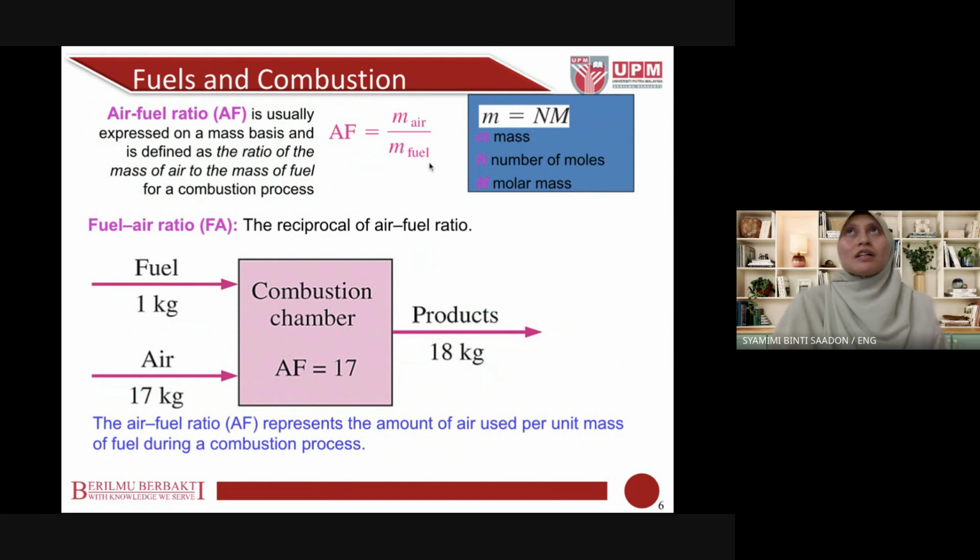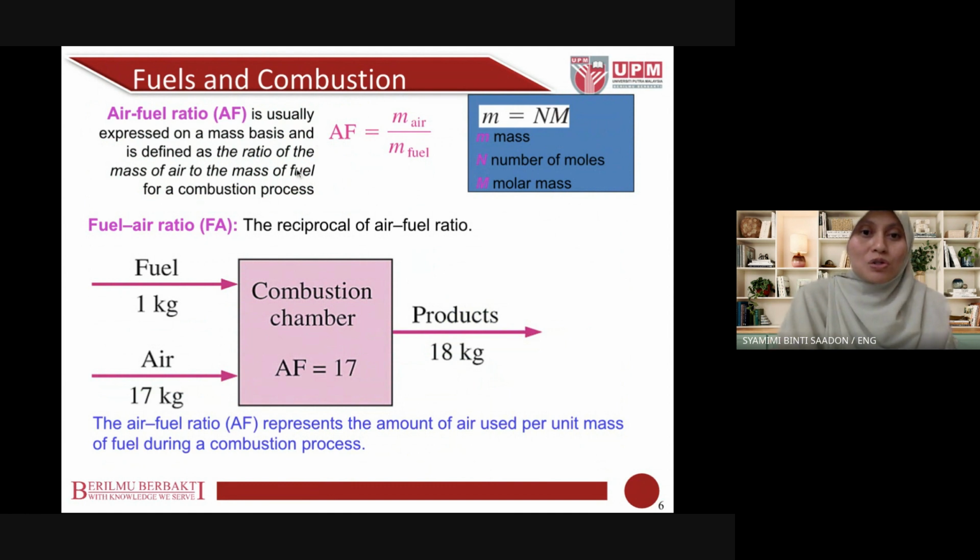Previously, in the gas turbine, we calculated the fuel to air ratio, the small f, remember the small f. The small f is the ratio of the mass of the fuel over the total mass of the air entering the gas turbine. But here, air fuel ratio is the opposite. It's just the inverse: the mass of air over the mass of fuel. The name tells it itself, air to fuel ratio. So air above, fuel below.